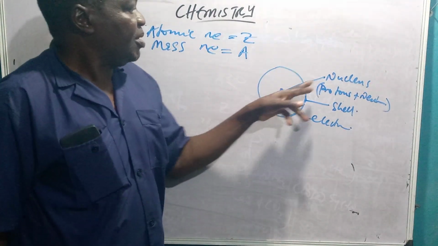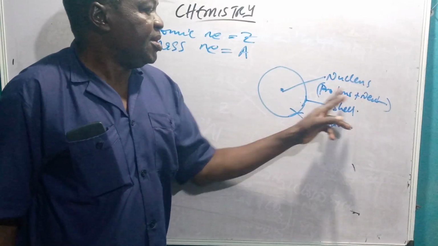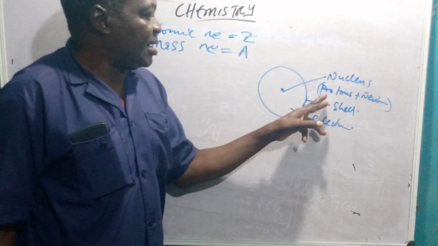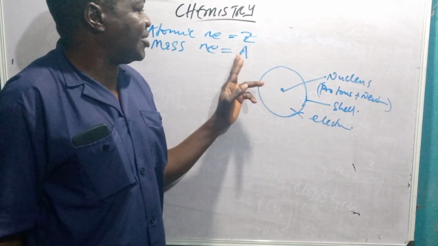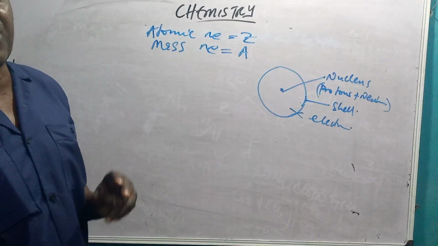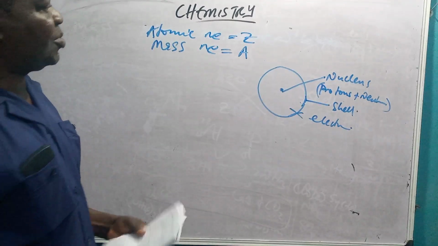Now, nucleus contains protons and neutrons. Protons and neutrons make up the mass number, while protons alone make up the atomic number. But remember, in a neutral atom, the number of protons is also equal to the number of electrons.